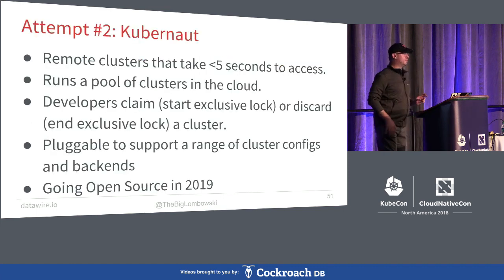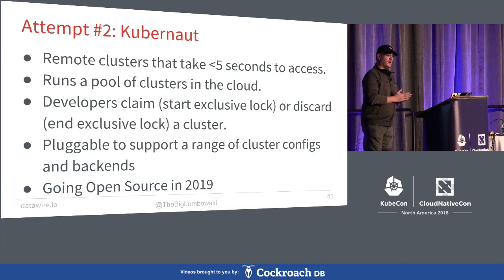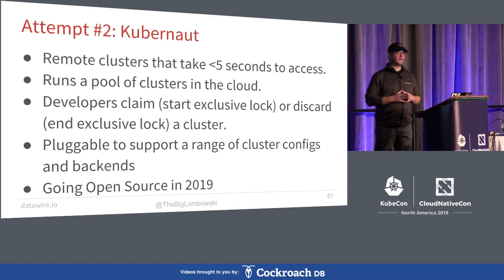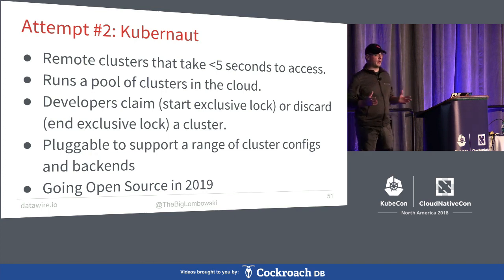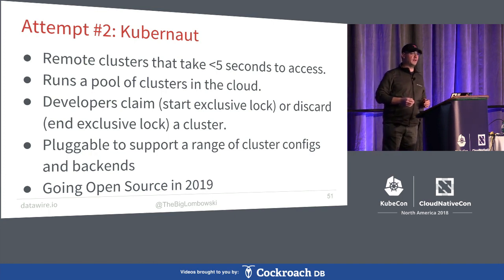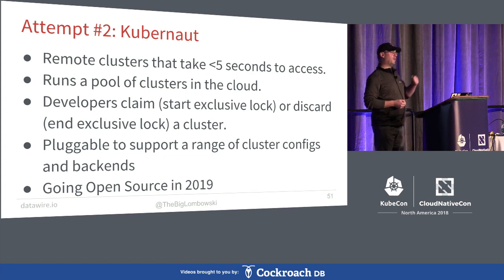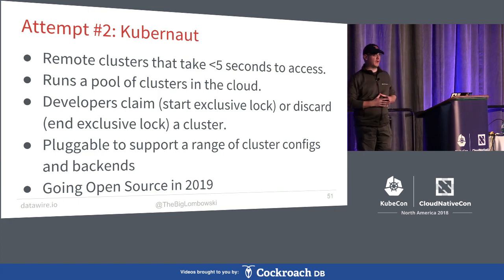So our attempt number 2 was actually along this vein. We came up with this tool called KuberNot. It's a tool that allows you to get a remote Kubernetes cluster in under 5 seconds. It does it by actually running the Kubernetes clusters already. So there's no actual spin up time. We're not waiting for new compute instances to spin up. We're not waiting for nodes to join the masters. They're up and running. And developers basically set exclusive locks on clusters. They say, I want a cluster for X number of minutes with a name, and it hands them back a kube config with that thing, and then they can release that kube config at the very end, or it'll just automatically expire out of existence if they forget to do it.